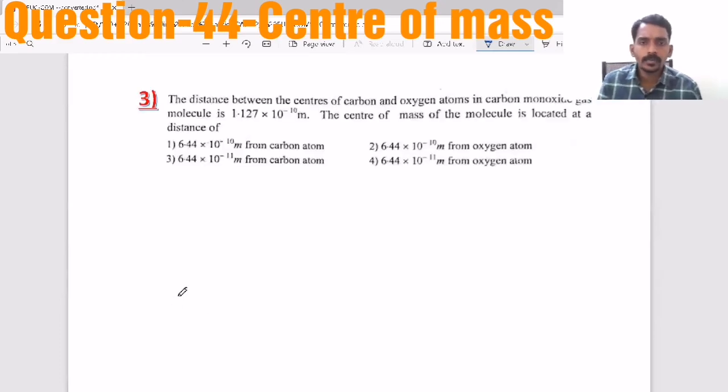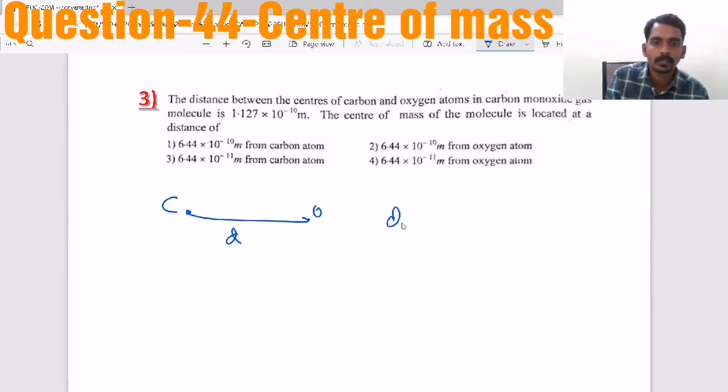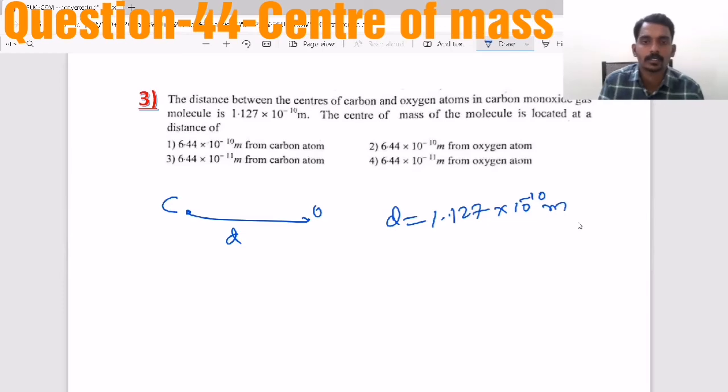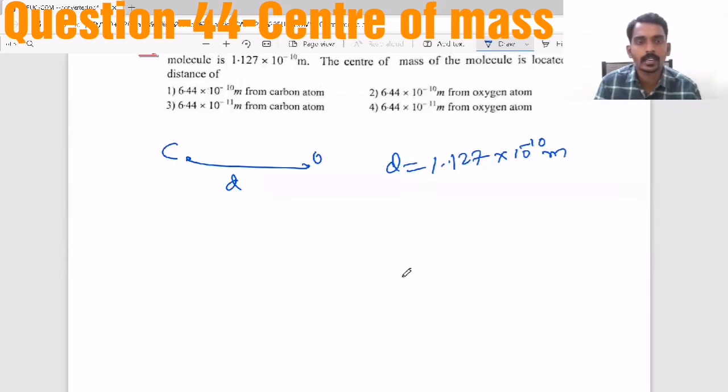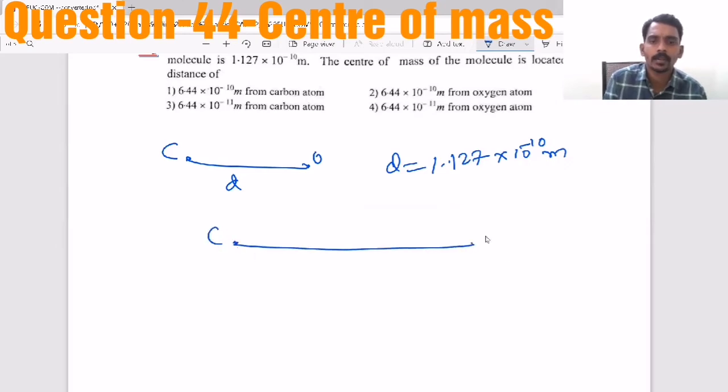Now, the distance between the centers of carbon and oxygen atoms in a carbon monoxide gas molecule is 1.127 into 10 power minus 10 meter. One is carbon, one is oxygen. Now the center of mass of the molecule is located at what distance from carbon or from oxygen? So here you take carbon, here you take oxygen, and the distance is D.